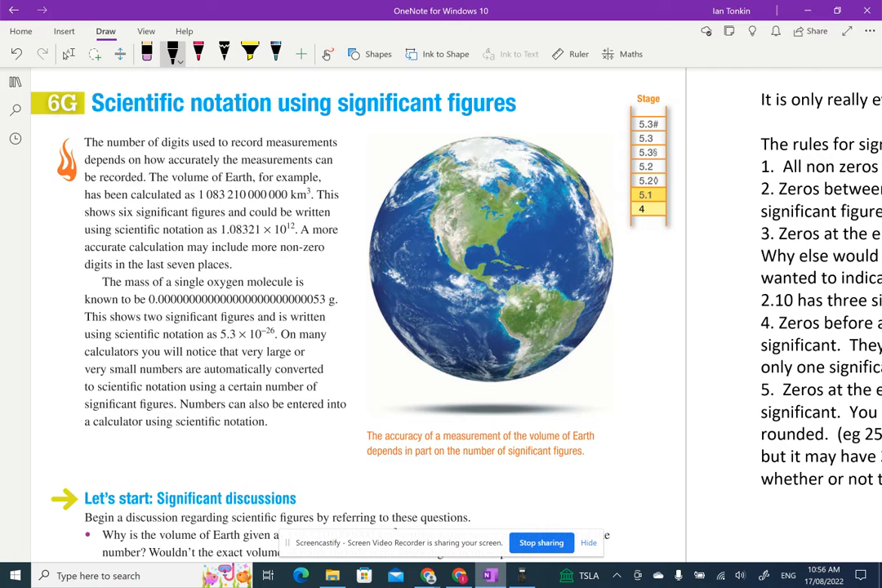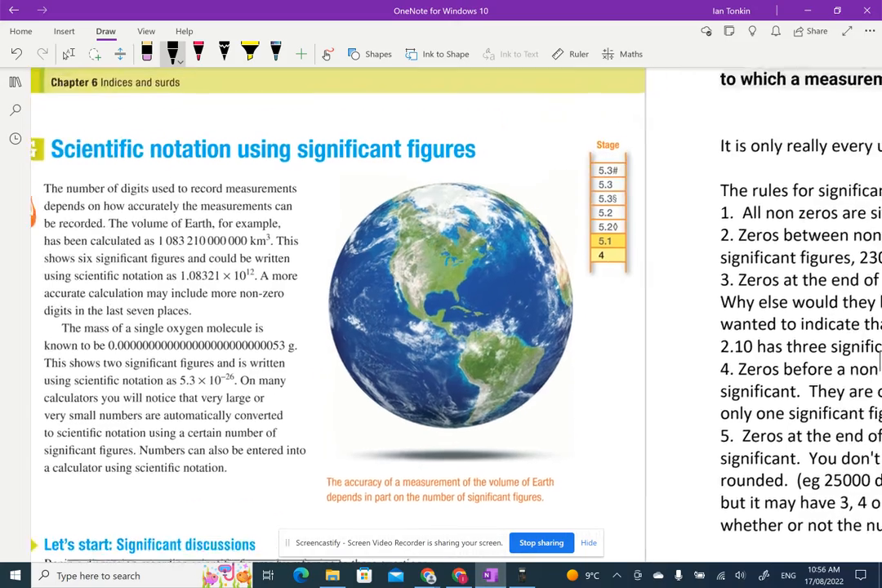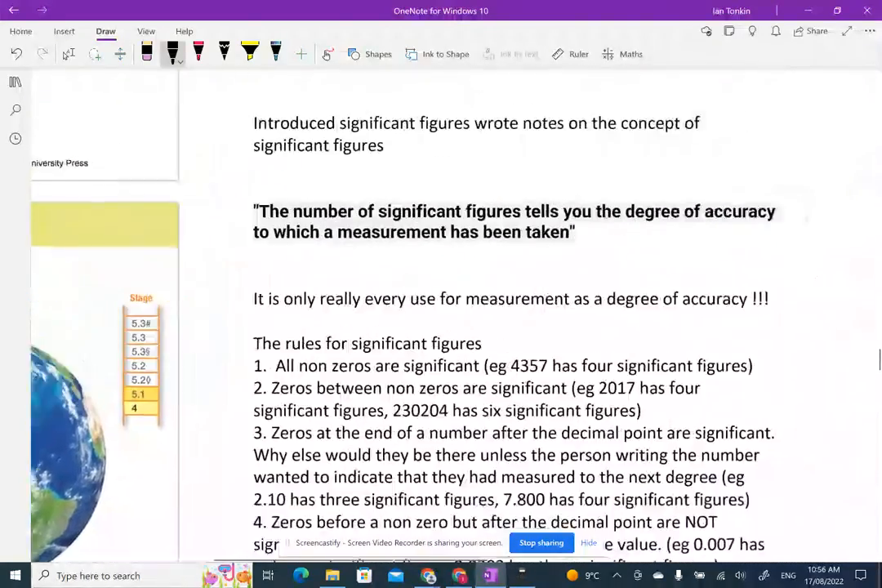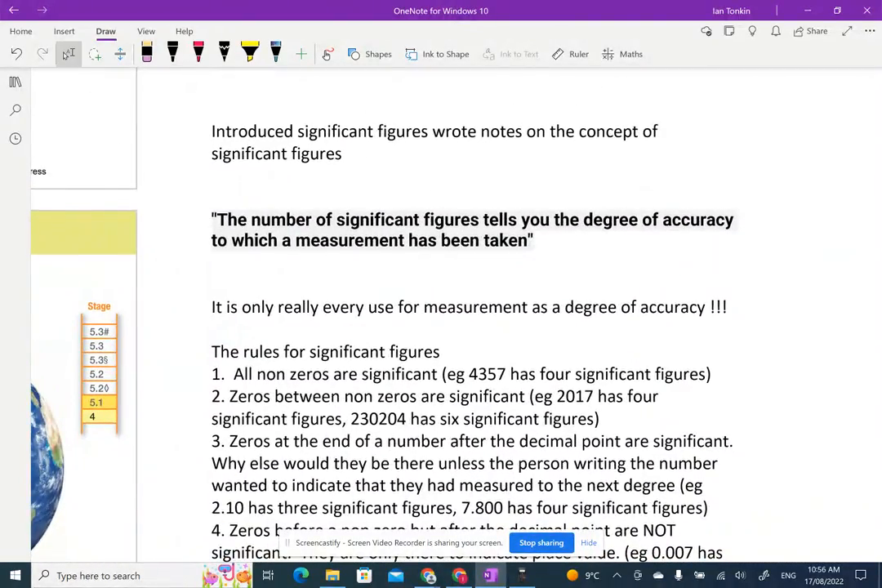So significant figures just tells us the accuracy of a measure. Now some people will say that that's not true, it can relate to any number, but not necessarily so. And if you understand that concept, you're all right. So here are our notes from Google Classroom. The number of significant figures tells you the degree of accuracy to which a measurement has been taken. Now, if you understand that concept, it'll help you be able to move through significant figures quite easily.